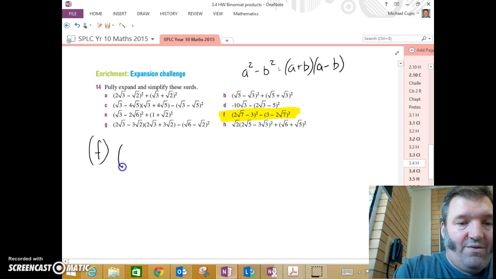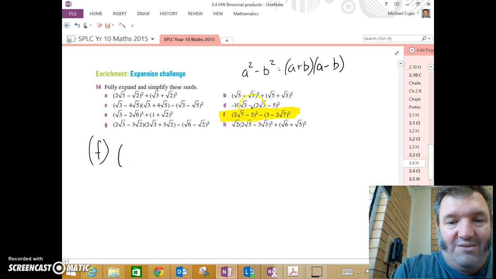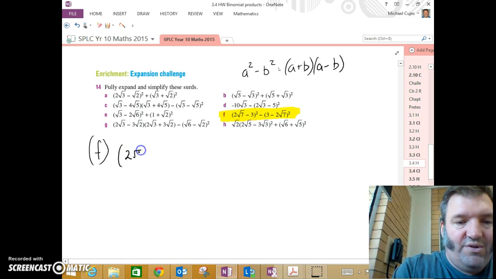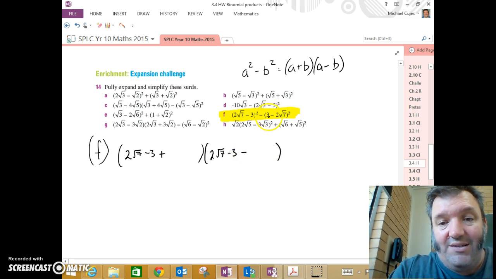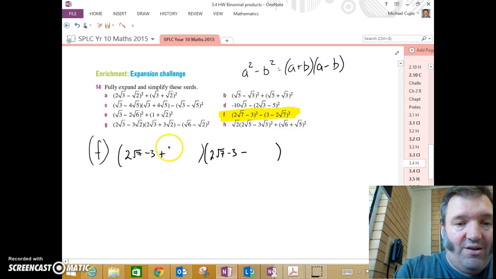So, 2 root 7 take 3, that's my a. So I'm going to have 2 root 7 minus 3 plus something, and 2 root 7 minus 3 subtract something. What's the thing I'm subtracting? It's the 3 take 2 root 7. 3 minus 2 root 7.